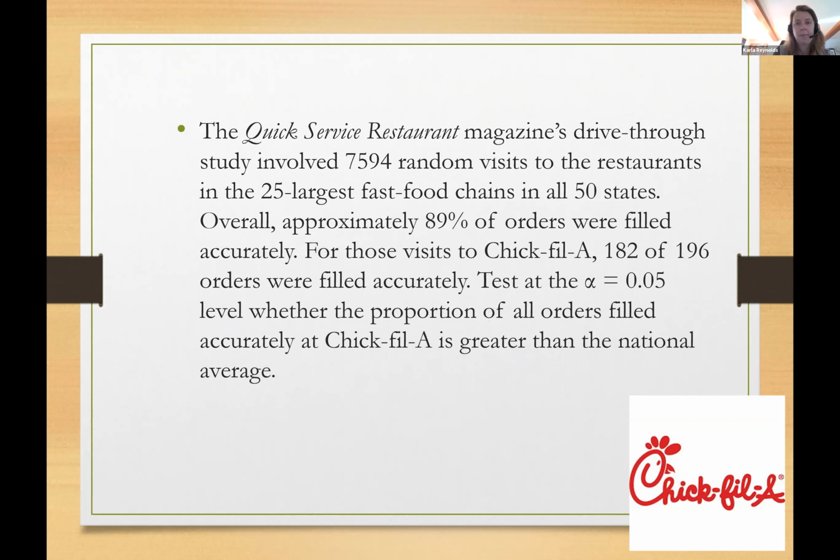All right, so our null hypothesis is going to be this 0.89, because that's all fast food chains. And then our p hat is going to be 182 over 196. So that's your X and that's your N for your Chick-fil-A values. This value here, the 7,000, is for when you check that 10 times N has to be less than the population. You can compare it to the population and you will be less than that.